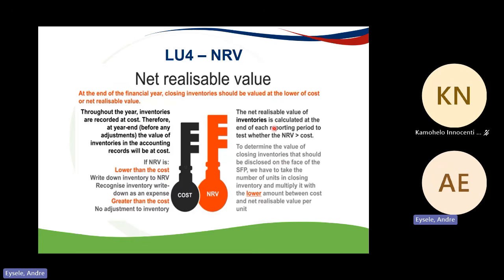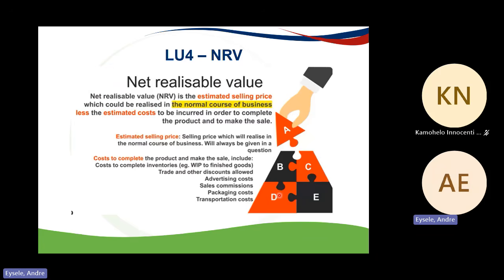The net realizable value of inventory is calculated at the end of the reporting period, as we indicated. To determine the value of closing inventories that should be disclosed on the face of the statement of financial position, we have to take the number of units in closing inventory and multiply it with the lower amount between cost and NRV. NRV stands for the estimated selling price which could be realized in the normal course of business, less the estimated cost to be incurred in order to complete the product and make a sale.